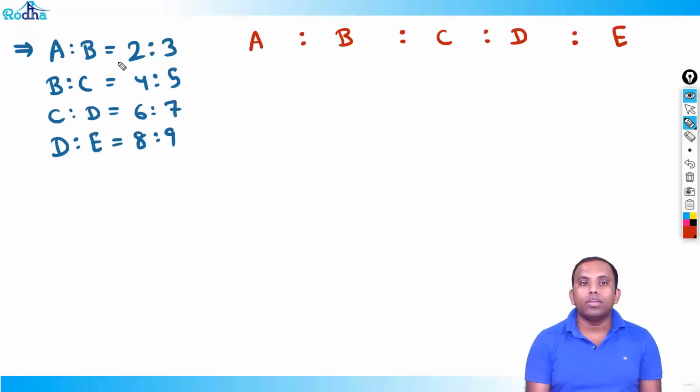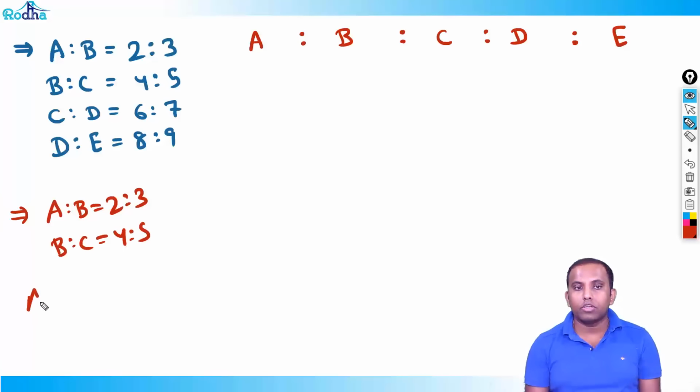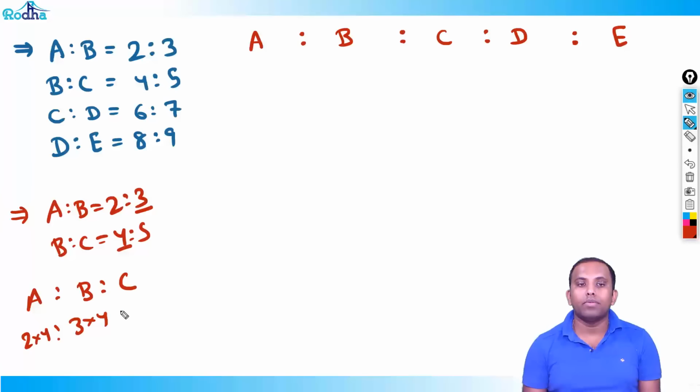Now we discussed this point in the last video. Suppose only two ratios were given. A is to B was 2 is to 3 and B is to C was 4 is to 5. So what is the ratio of A is to B is to C? B here is 3, B here is 4, so I take B as 3 into 4. So A becomes 2 into 4 and C becomes 5 into 3.